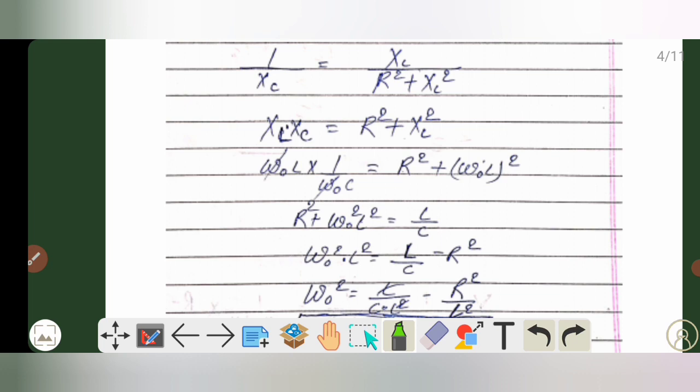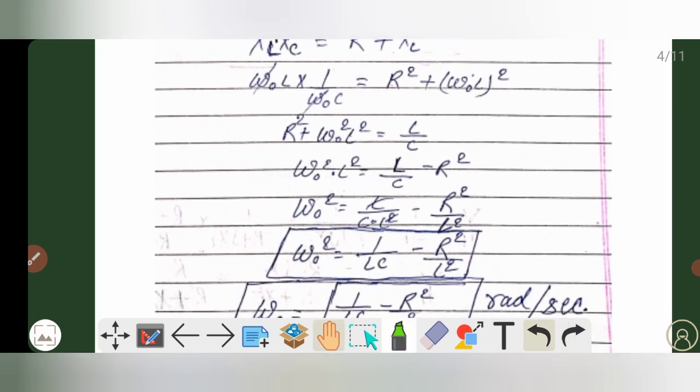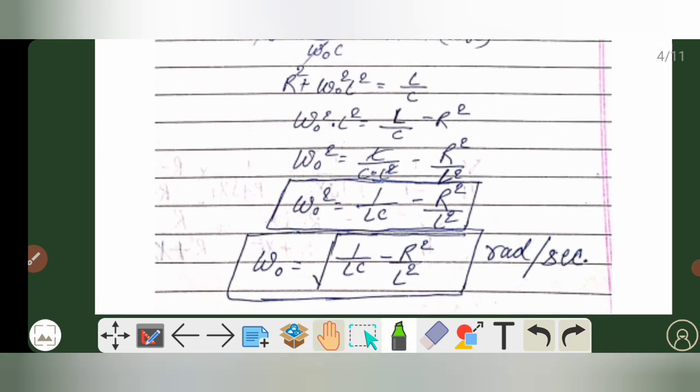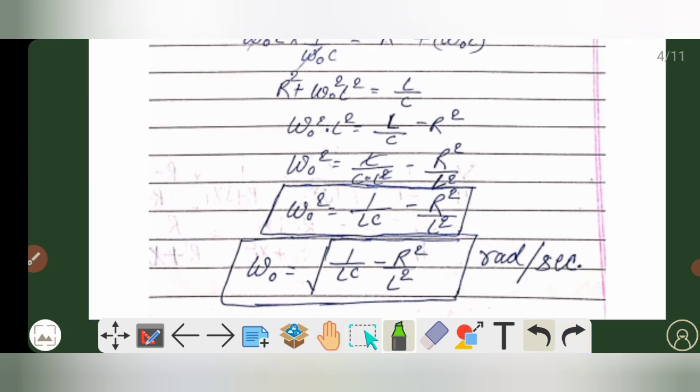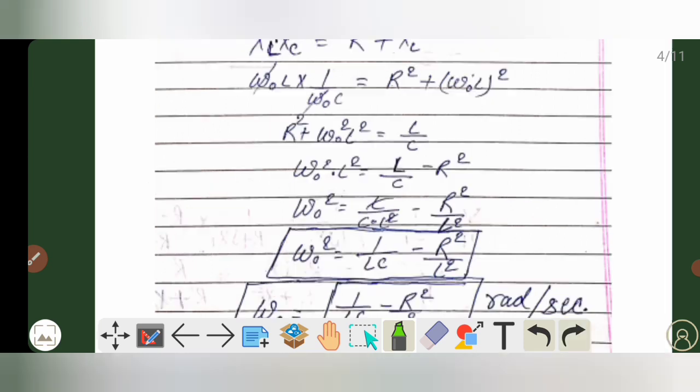Now if we calculate all this, then our equation will be omega square is equal to 1 by LC minus R square by L square. Now my dear friends, if you want to calculate the value of omega naught, that is the angular frequency, then it will be equal to root under 1 by LC minus R square by L square, and its unit will be radian per second, as you can see here.